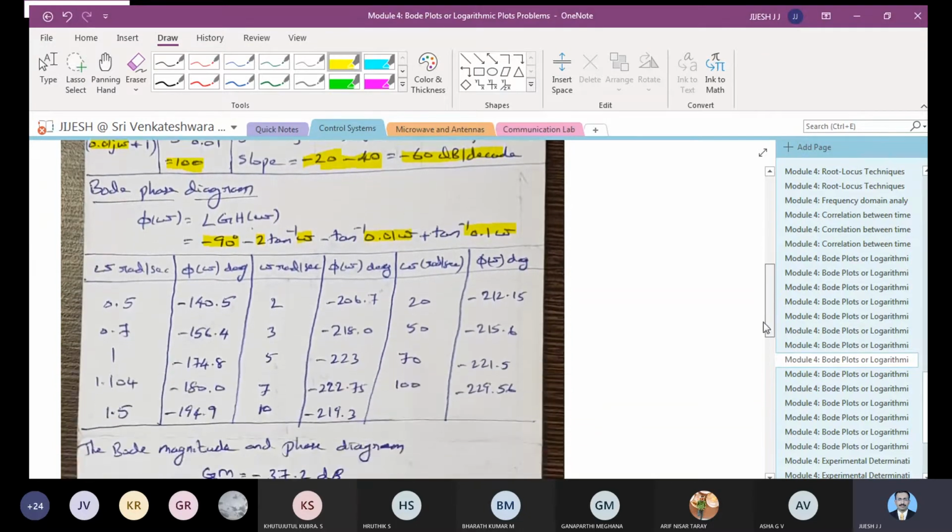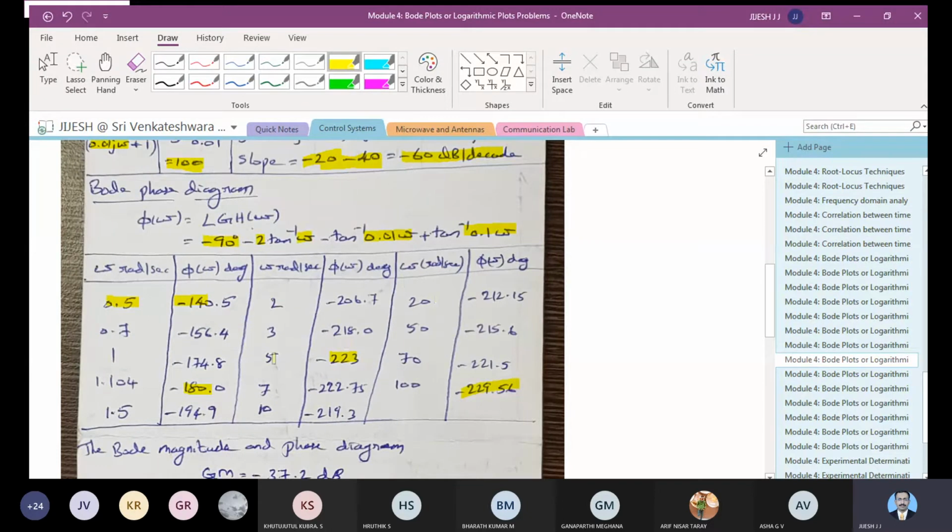After that, you have to assume the values of omega. Omega can be 0.5, 0.71, any value. This is an assumption. So you can take some 5 to 8 values. Based on the value of omega, you need to calculate the phi value. So you need to substitute the omega value in the calculator, and you will get the corresponding phi values. So you can see there are different values of phi.